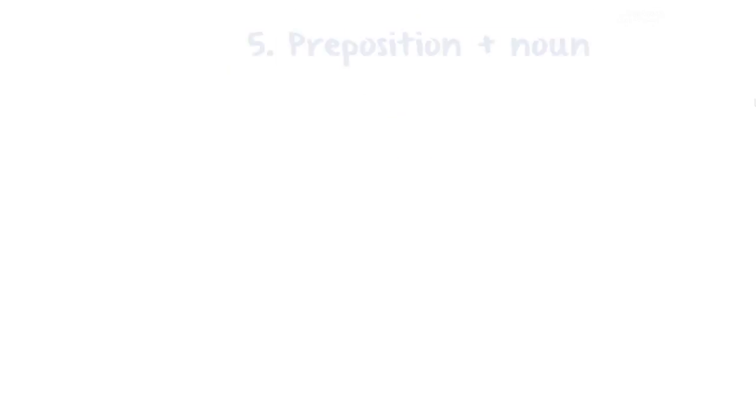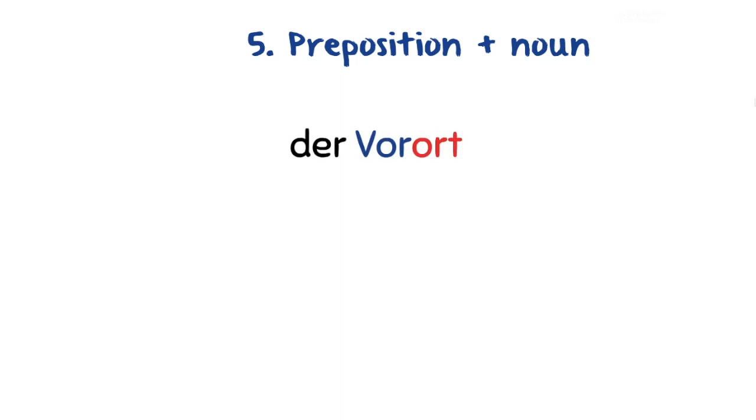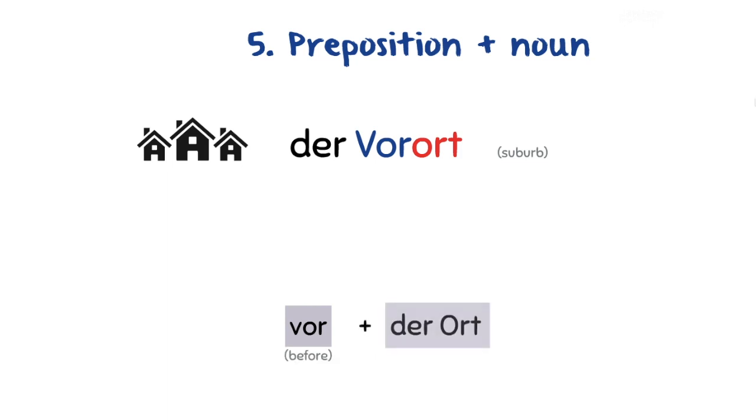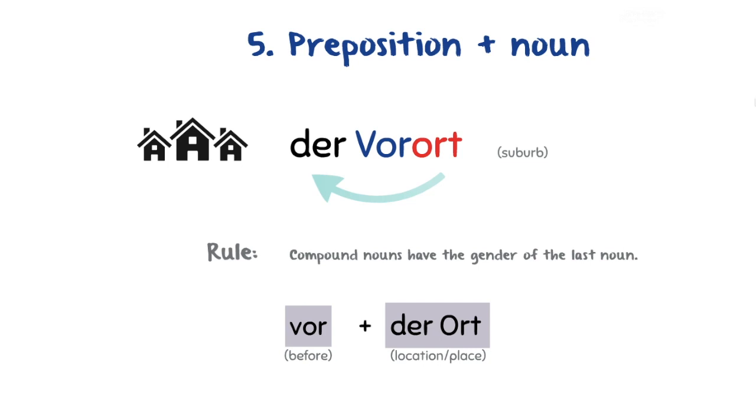Let's continue with preposition plus noun. Der Vorort, the suburb. Here we have the preposition vor, which can be translated as before, and der Ort, which is the location or the place. Here again the rule: compound nouns have the gender of the last noun. Der Ort, therefore der Vorort.